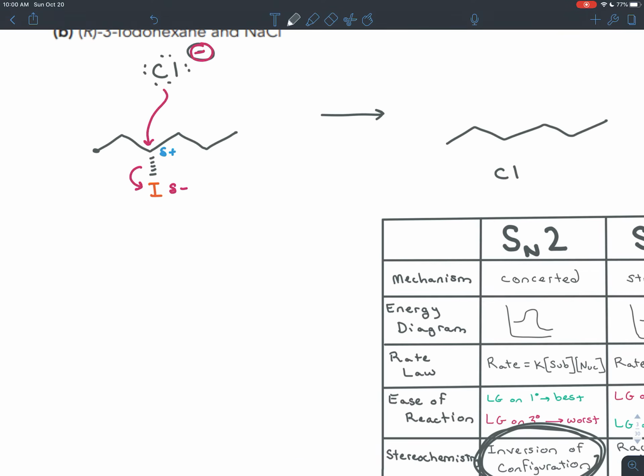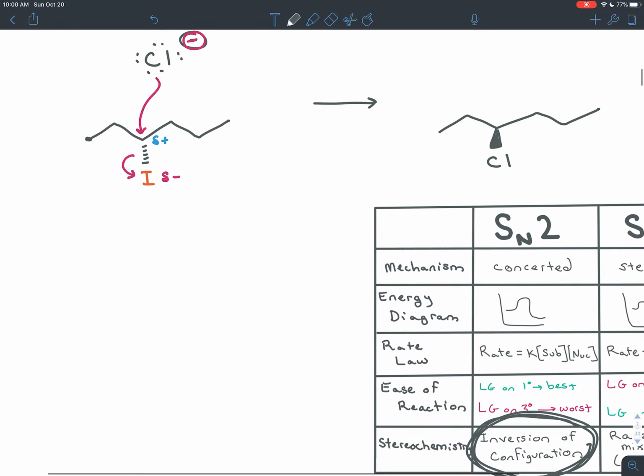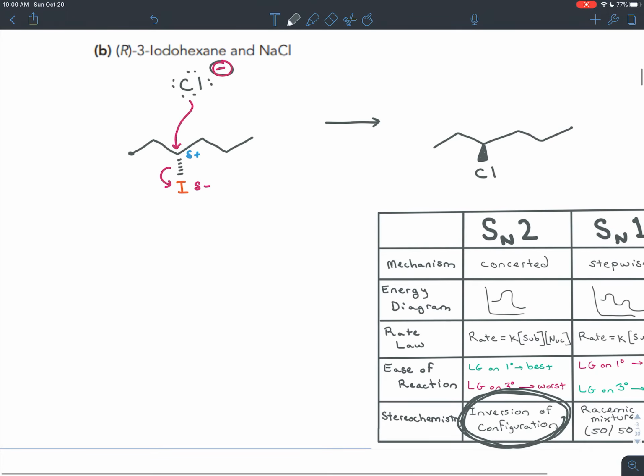This iodine is enormous. That's why it's such a good leaving group. But that means that the chlorine cannot attack on the same side that the iodine's on. It has to attack on the opposite side. So if the iodine is going away from us, chlorine had to attack coming towards us. That's the opposite side of where the iodine was. It's the only side that had space for it to attack. And so this is the product we'd end up getting.